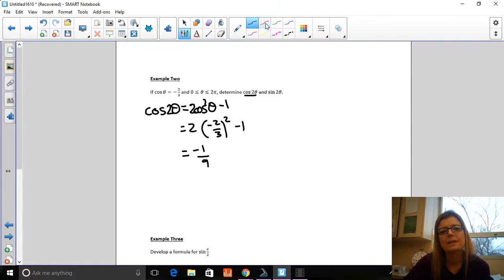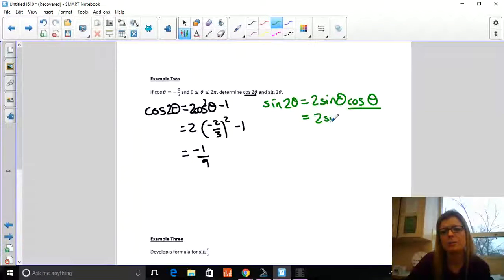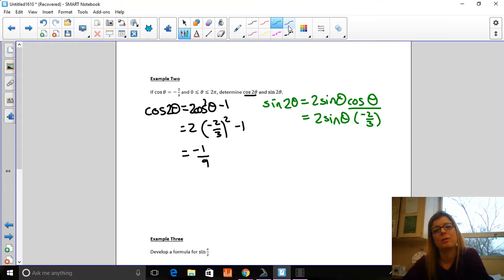But now we need to find sine 2 theta, which isn't so easy because sine 2 theta is equal to 2 sine theta cos theta. So we know that cos theta is minus 2/3, but we don't know what sine theta is. So unfortunately, we have to go back and do some work to find what sine theta is.